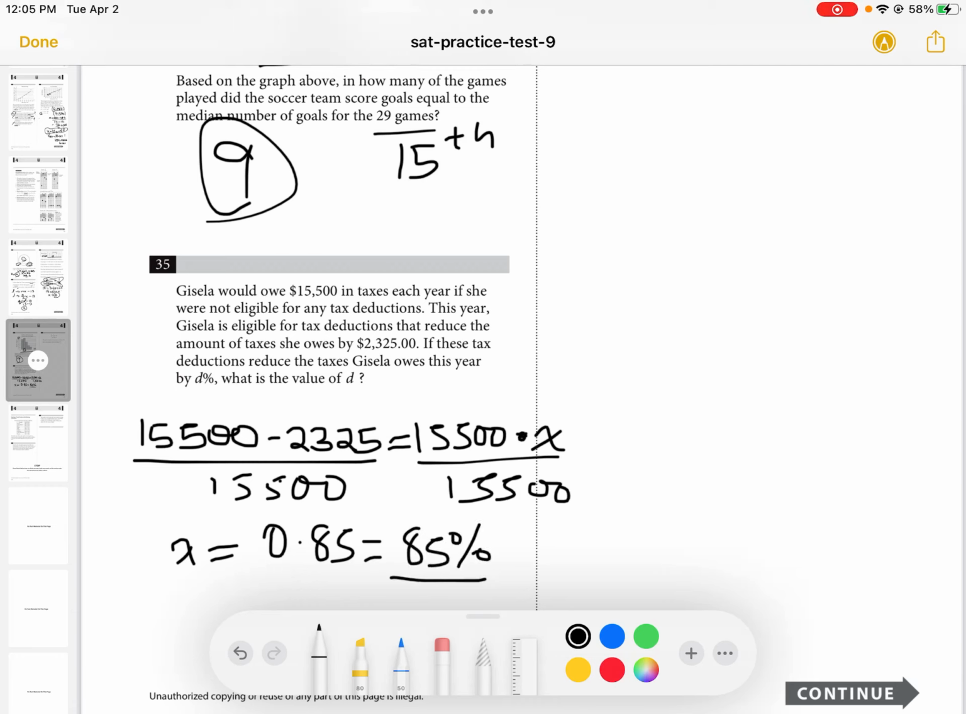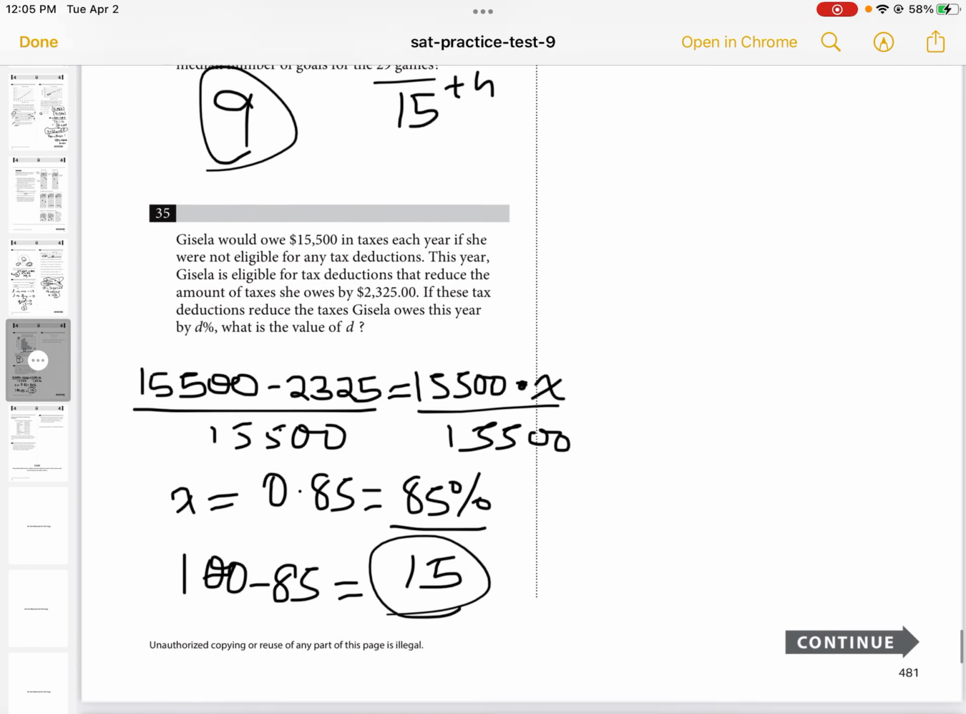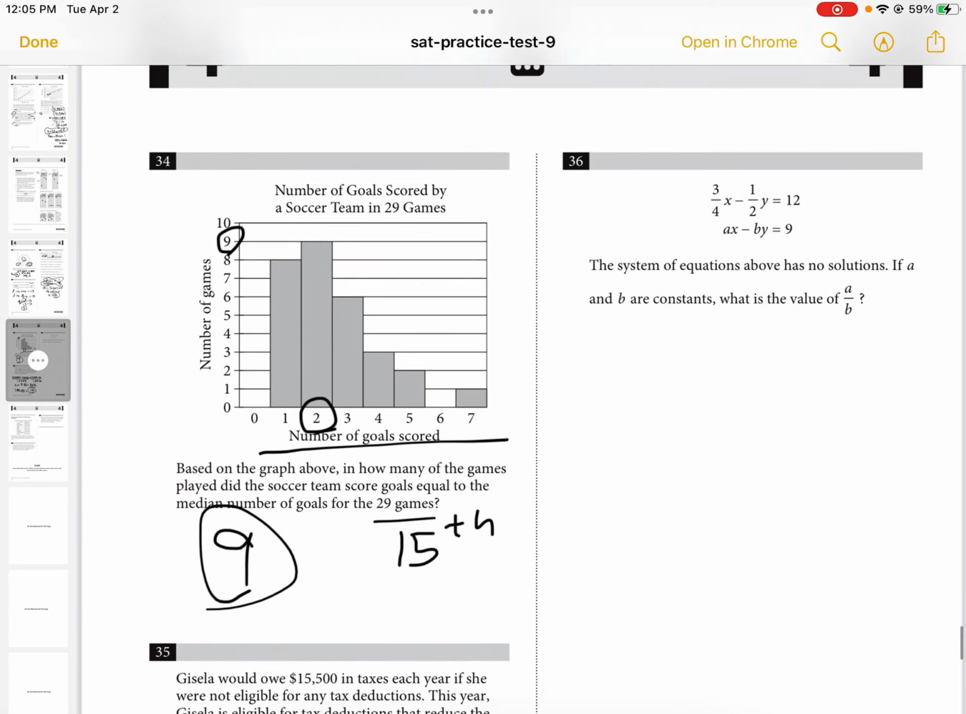Okay, so the amount of tax she owes now is 85% of the tax she would have owed had she not been eligible for tax deductions. So our tax amount reduced by 100 minus 85%, which is 15%. So 15 is our answer. On to the next question.